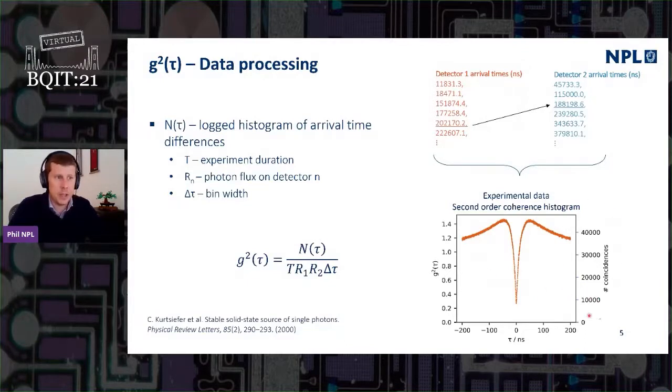And you can see here it's plotted in terms of the number of coincidences. So more than 40,000 on this occasion. This is experimental data we've taken. We then go ahead and normalize this according to this function here. So we divide it through by the length of the experiment, t, the photon fluxes on each detector, and the bin width, so the resolution of what I'm plotting. This normalization procedure has been done many times.